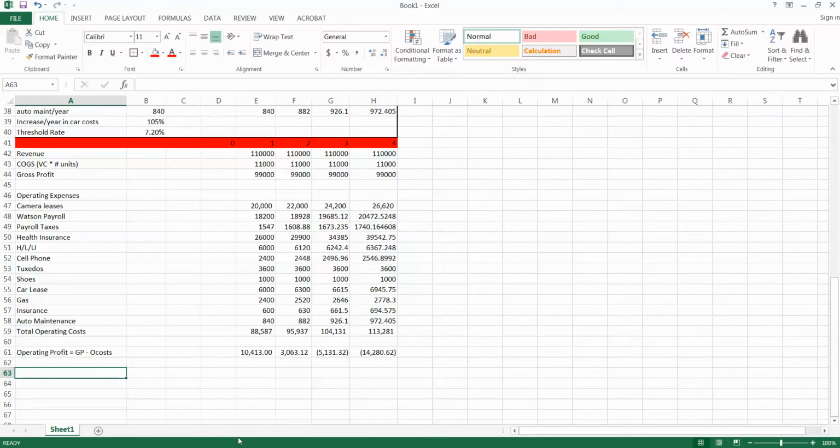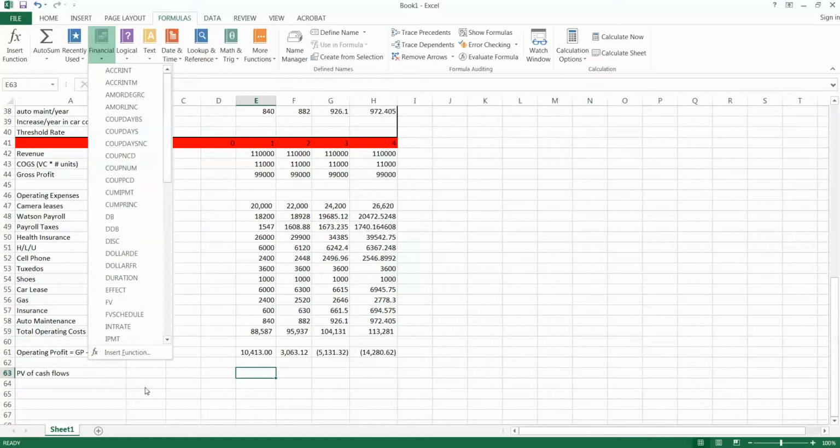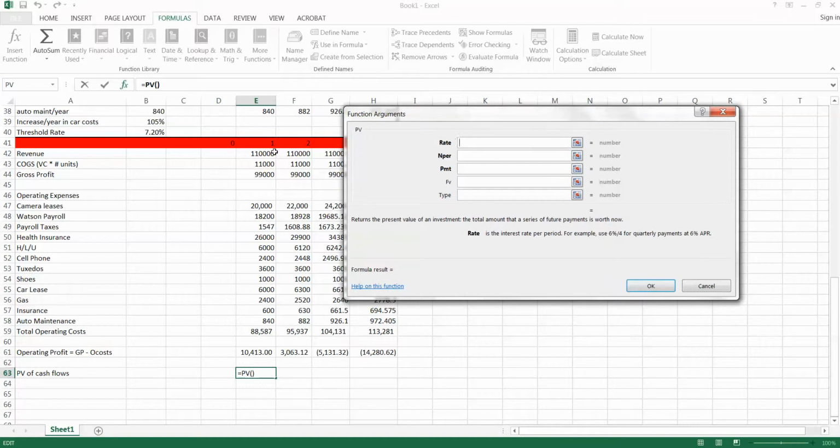The next trick is to do the present value of our cash flows. And remembering that our cash flows are our operating profits in this case. And we're going to go to Formulas, Financial, scroll down, PV. We can move this over so we can see things. First thing it wants to know is our rate. Well, we can just fix that right there. And let's go ahead and F4 it so it's fixed.